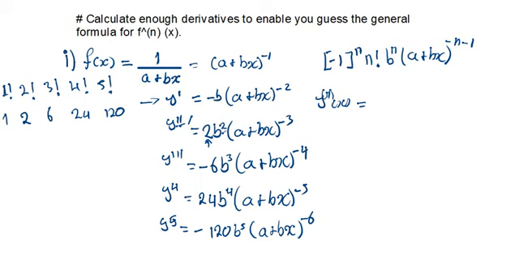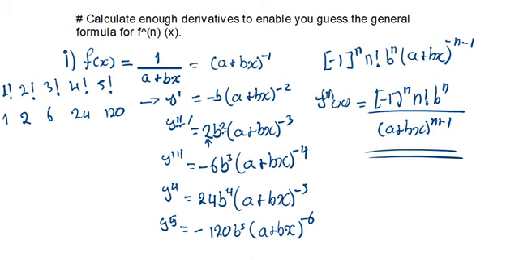Now we can say our y to the power n of x is equal to negative 1 to the power n, then n factorial b to the power n divided by a plus bx to the power n plus 1. That's the pattern that those derivatives are following.